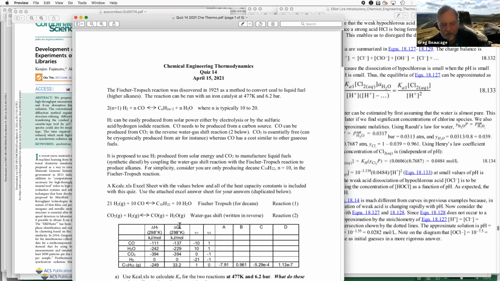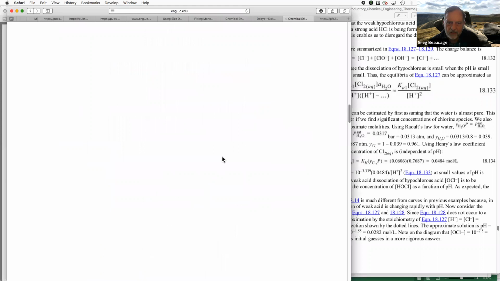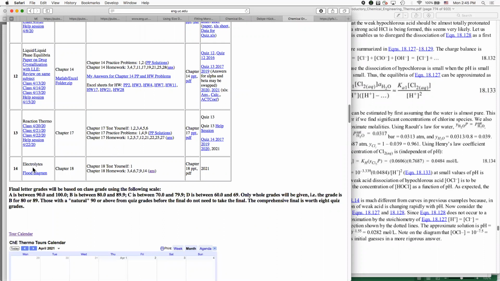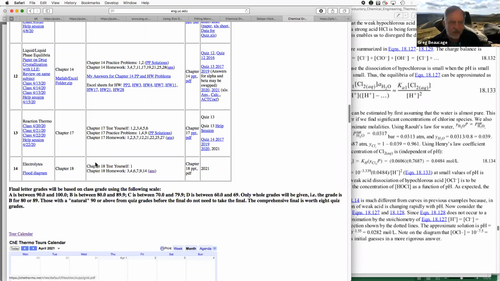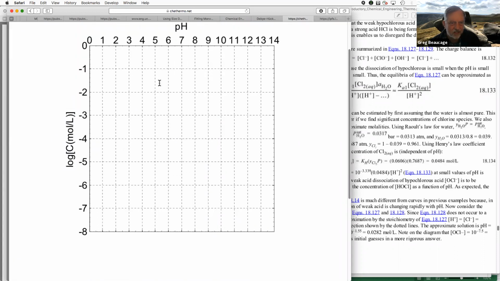There's no previous homeworks for this section, you know, on electrolytes. I just kind of brought that up now. This will be used in this flood diagram thing, which is a plot.